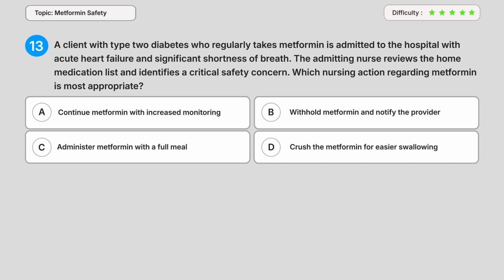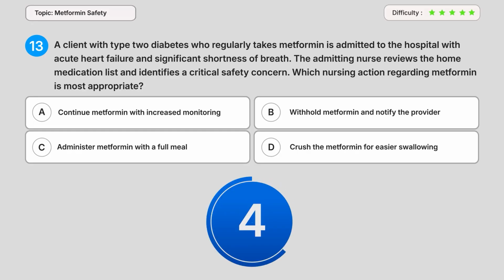A. Continue metformin with increased monitoring. B. Withhold metformin and notify the provider. C. Administer metformin with a full meal. D. Crush the metformin for easier swallowing. What do you think is the answer?